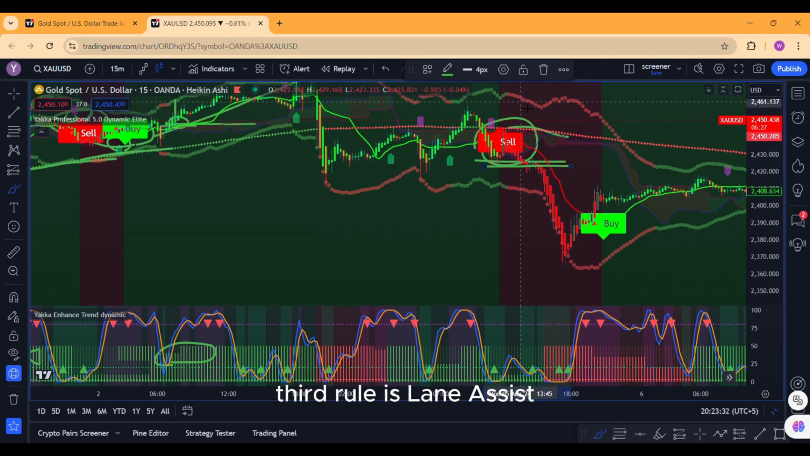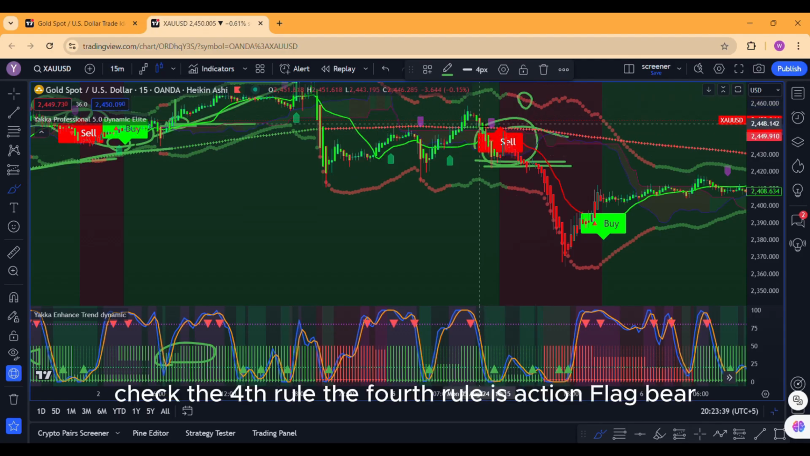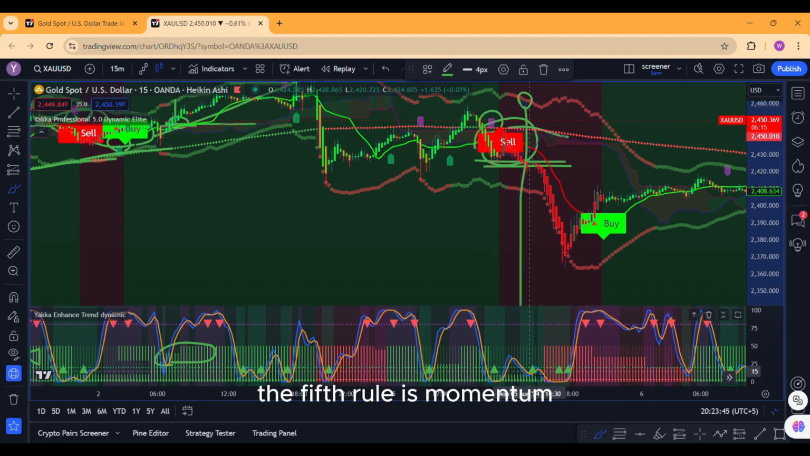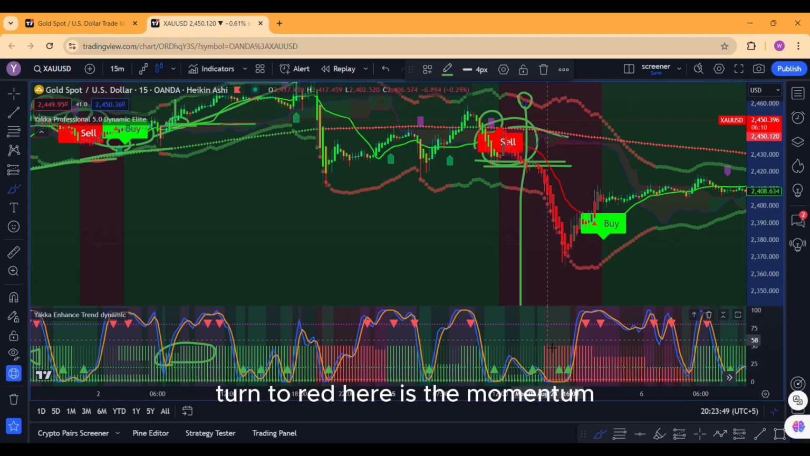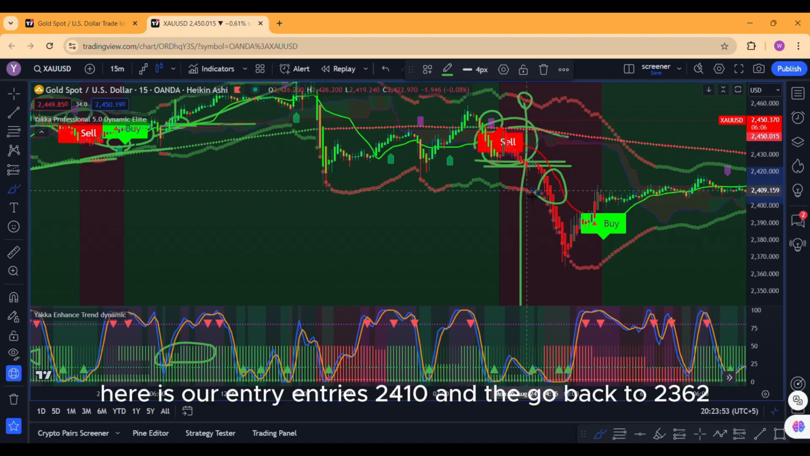The third rule is lane assist. Lane assist is fulfilled. Then check the fourth rule. The fourth rule is action flag bear, also available. Then check the fifth rule, momentum. Momentum is green. Then wait for the momentum to turn red. Here the momentum turns red. Here is the point, here is our entry. Entry is 24.10 and it goes back to 23.62.